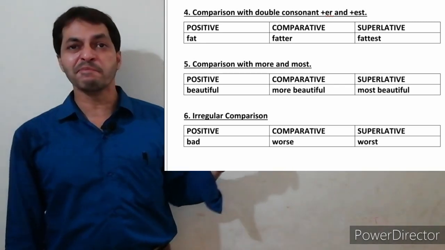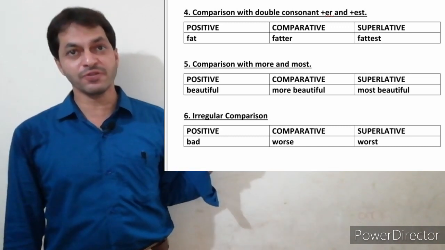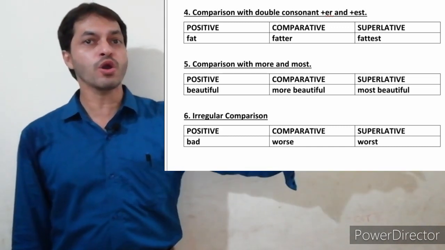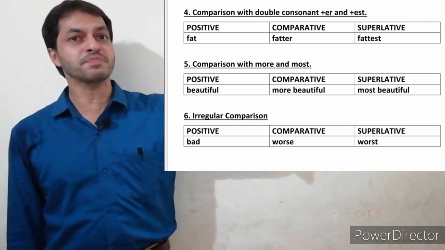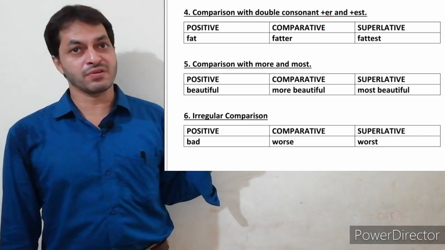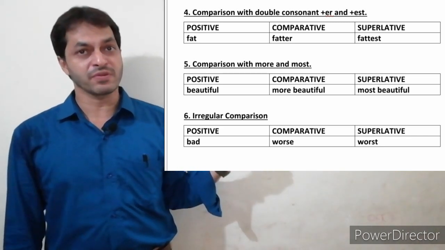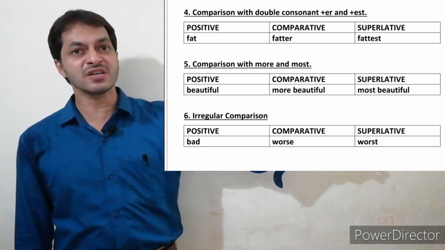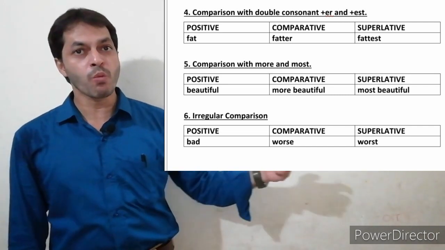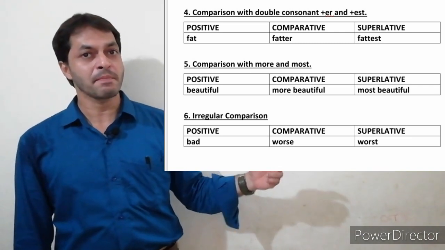Fifth one, comparison with more and most. Beautiful, more beautiful, most beautiful. Precious, more precious, most precious. Sixth one, irregular comparison. For example, bad, worse, worst, much, more, most, good, better, best.